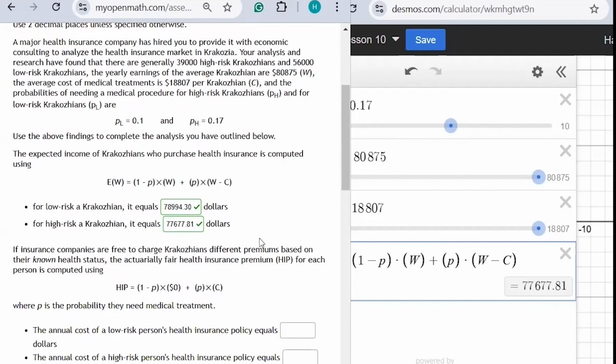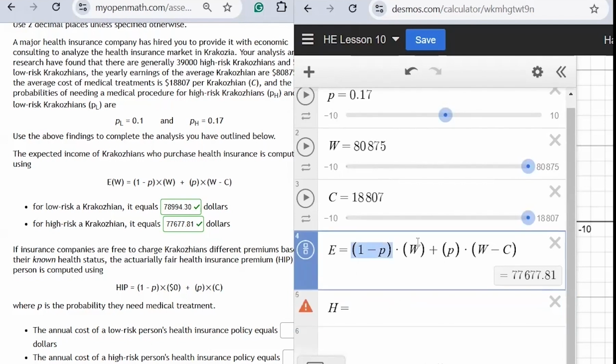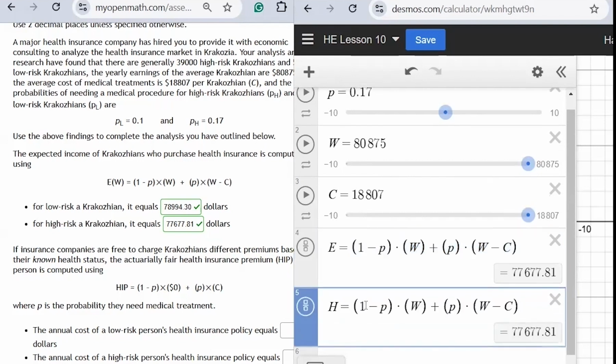Now, if insurance companies are free to charge Caucasians different premiums based on their known health status, the following can be used to calculate the actuarially fair health insurance premium. And we did this in the previous lesson. So here I'm going to type H for actuarially fair health insurance premium. I'm just going to copy this again. This is 1 minus P.